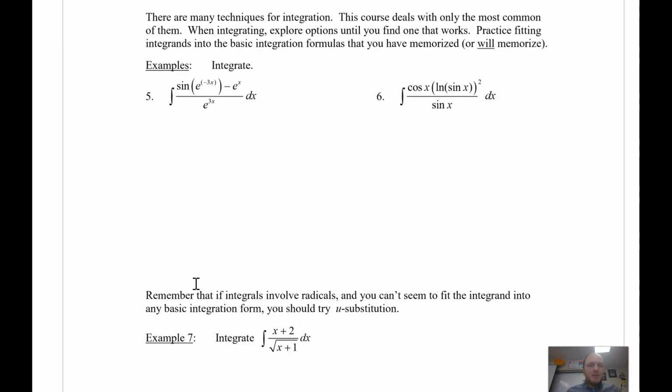Now, sometimes it's good to just take a basic approach. So on number 5, note, hey, I have a monomial in the denominator, so can't I split this up? And that's what we're going to do. So we have the integral of sine of e to the negative 3x power over e to the power of 3x dx minus the integral of e to the x over e to the power of 3x dx.